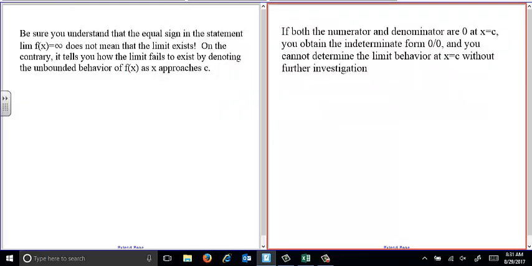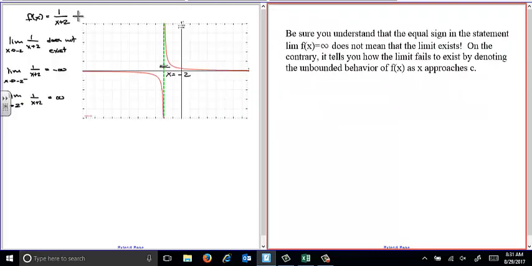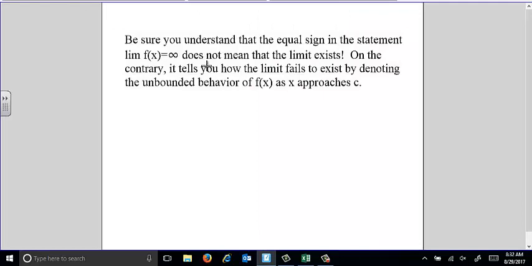So we'll do another example, but don't write this down, just pay attention to this. Be sure you understand that the equal sign in the statement that the limit of f of x equals infinity does not mean that the limit exists. On the contrary, it tells you how the limit fails to exist by denoting the unbounded behavior of f of x as x approaches c.